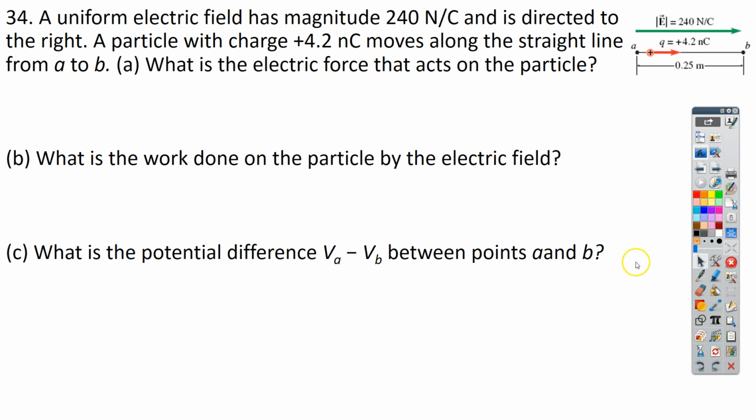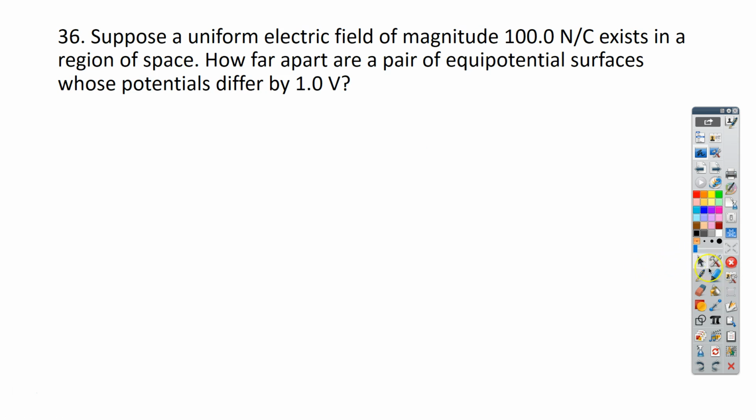For the next problem, which is number 36, it says, suppose a uniform electric field of magnitude 100 newtons per coulomb exists in a region of space. How far apart are a pair of equipotential surfaces whose potentials differ by 1 volt?